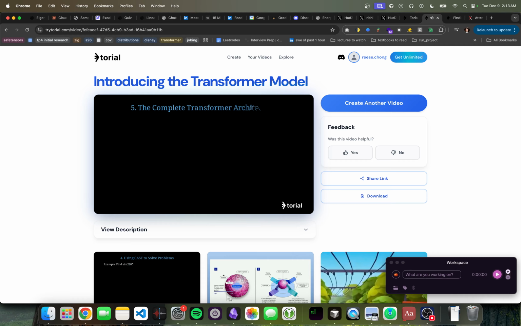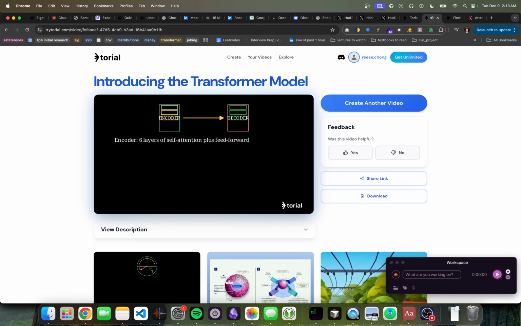Now let's see how attention fits into the full transformer architecture. The transformer has an encoder that processes the input and a decoder that generates the output, both built from stacked layers with attention. The encoder consists of 6 identical layers, each containing self-attention and a feed-forward network. The decoder also has 6 layers, but adds masked self-attention to prevent looking ahead and cross-attention to the encoder output.